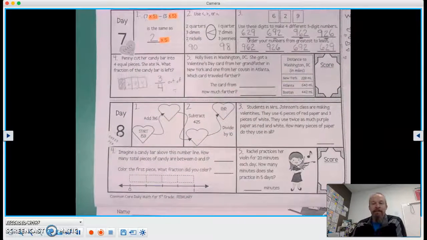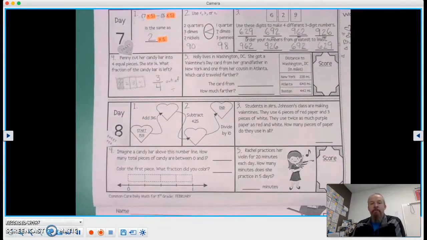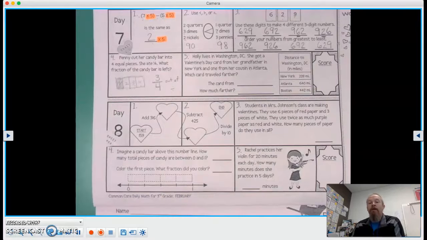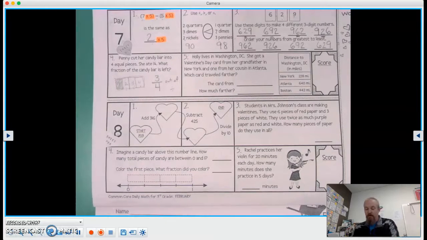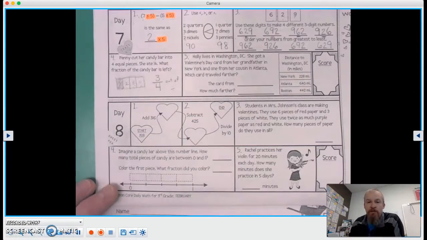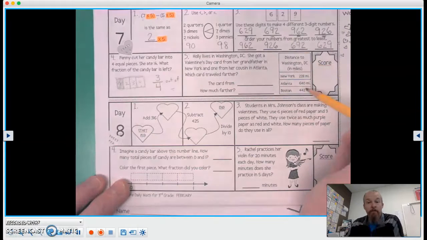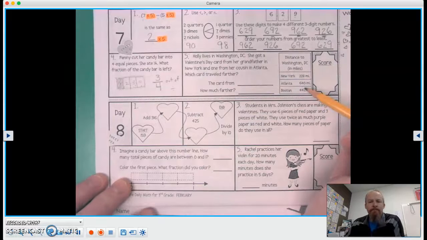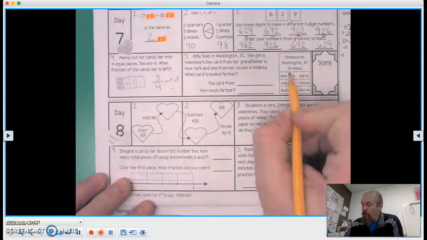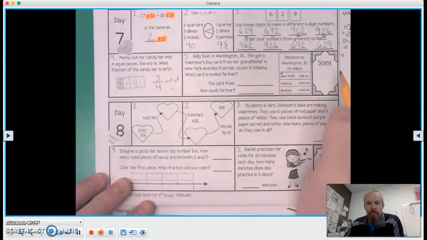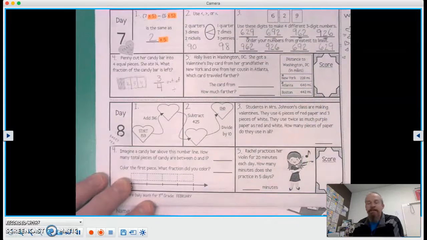Holly lives in Washington, D.C. She got a Valentine's Day card from her grandfather in New York and one from her cousin in Atlanta. Which card traveled farther? Okay, so she lives in Washington, D.C., and this is the distance to Washington from 3 different cities. So her grandfather in New York or her cousin from Atlanta. So in this problem, Boston really doesn't have anything to do with this, does it? It's just kind of there, and it's a little bit extra.